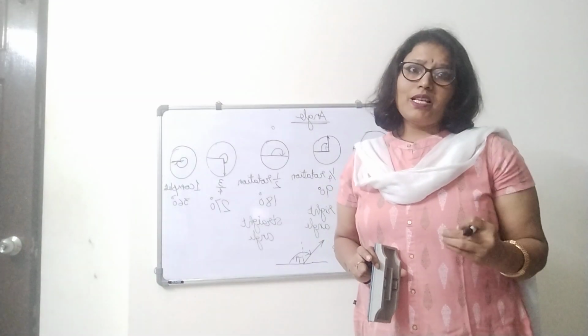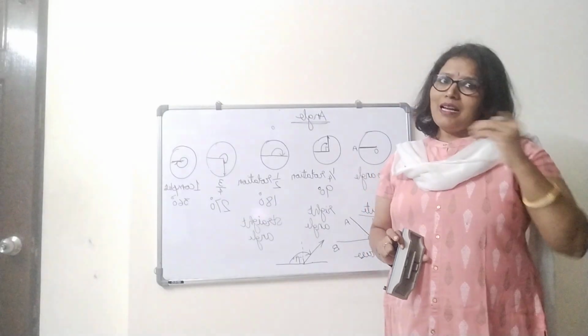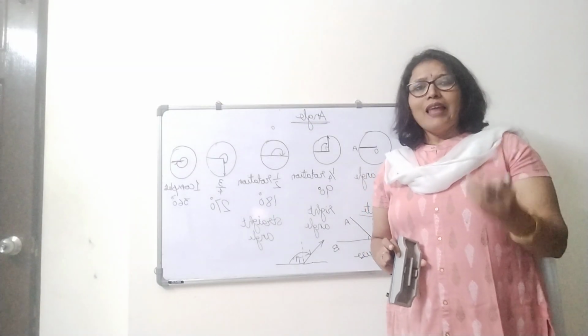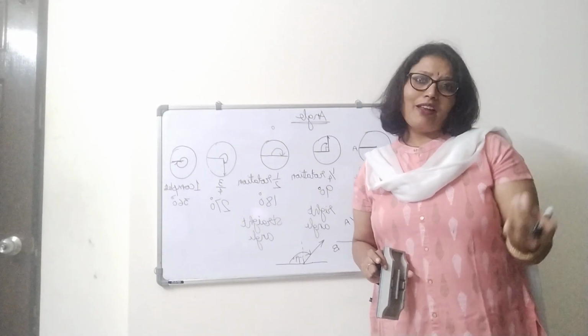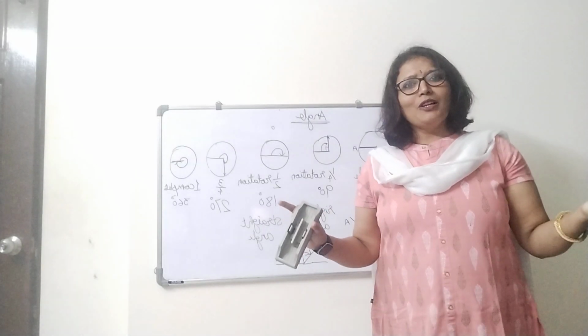Also we have the reflex angle, whose measure is more than 180 degrees but less than 360 degrees. That type of angle is called a reflex angle. So again we have many different types of angle we are getting.